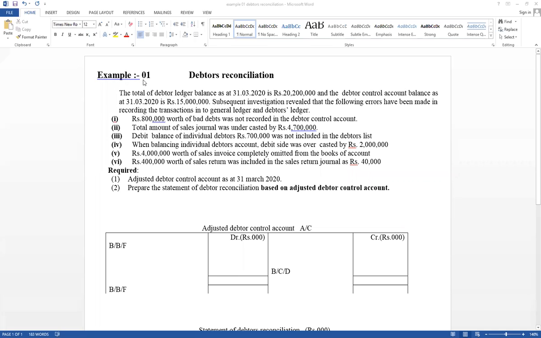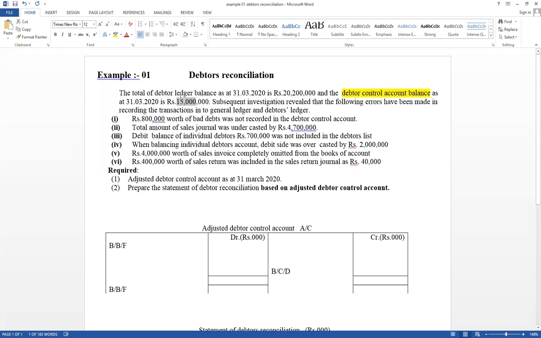This example is relevant for debtors reconciliation. It has given the total of the debtors ledger balance as at 31st March 20. This is the debtors ledger balance, meaning the debtor list balance, the individual debtors' account balances: 20,200, values in thousands. And the debtor control account balance is given as 15,000.